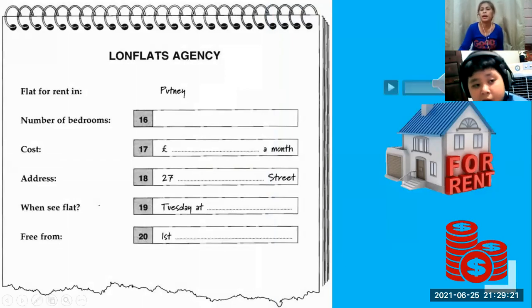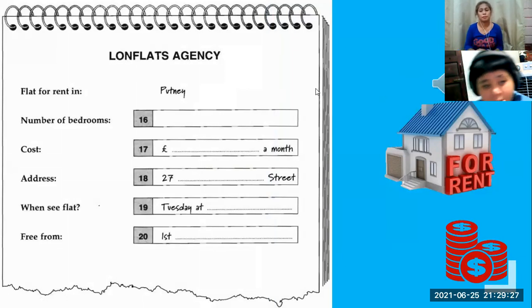Okay, so we have here the lesson. Now look at part four. You will hear a conversation about a flat for rent. Listen and complete questions 16 to 20. You will hear the conversation twice.